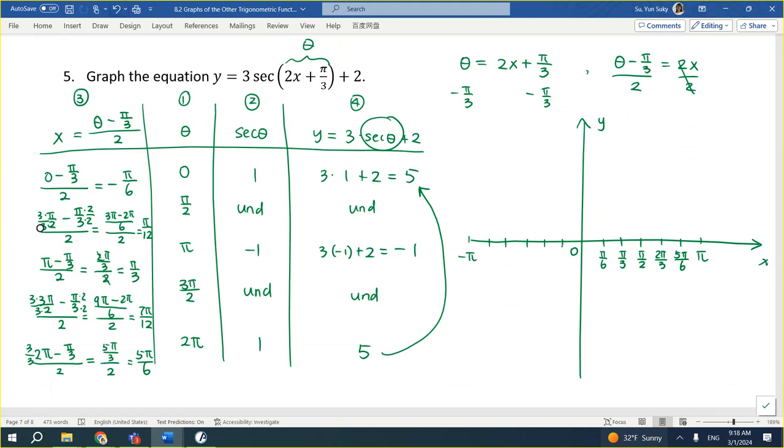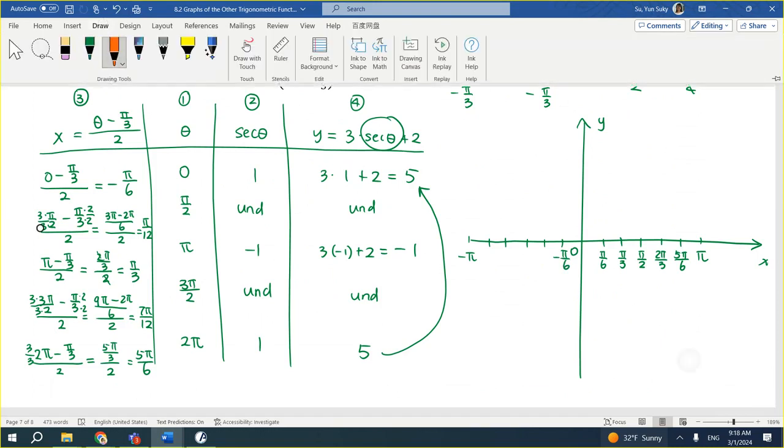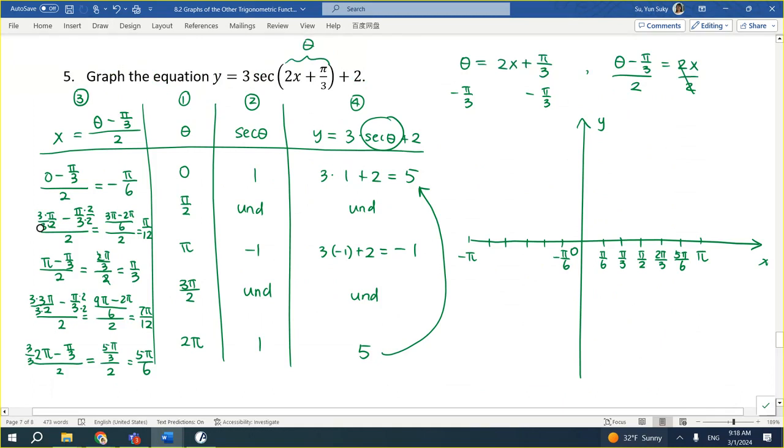So we cut it into 6 pieces, and then we get this point, negative pi over 6. All right, everybody? So we are ready. Now plot the points. The first point, when x is negative pi over 6, which is here. And then my y is 5. Okay, let's say 5 is here.